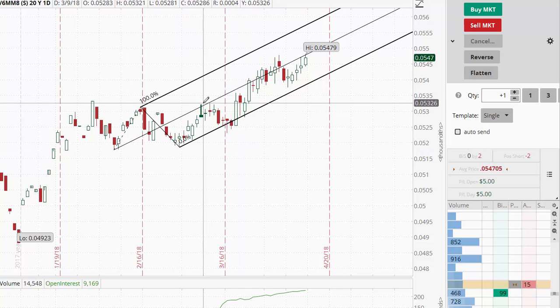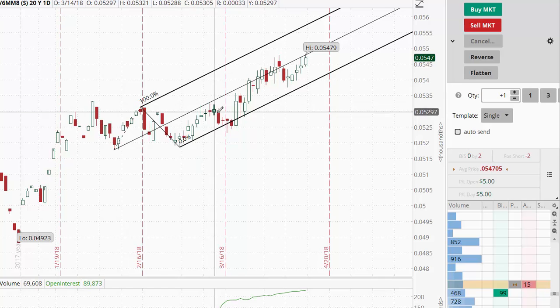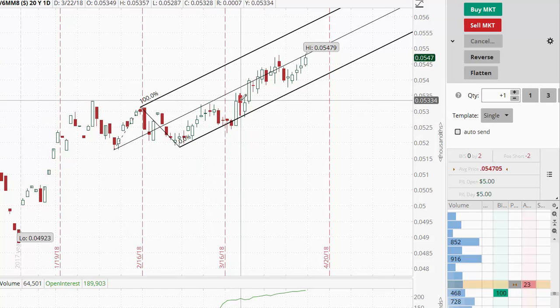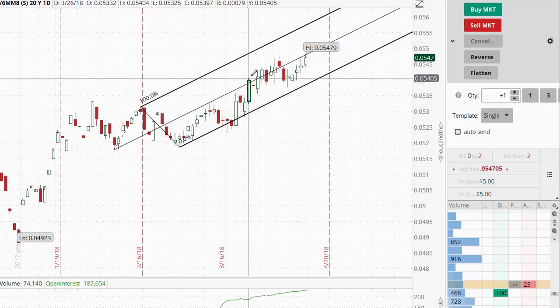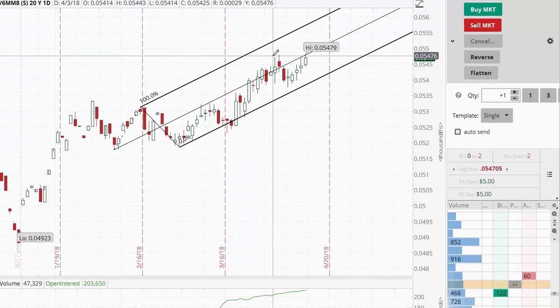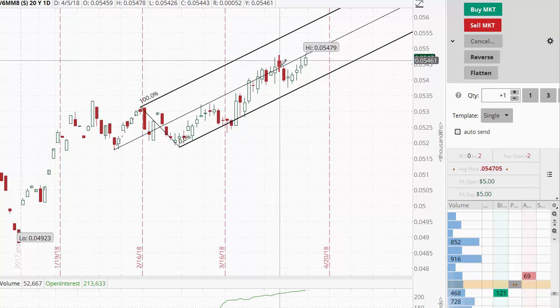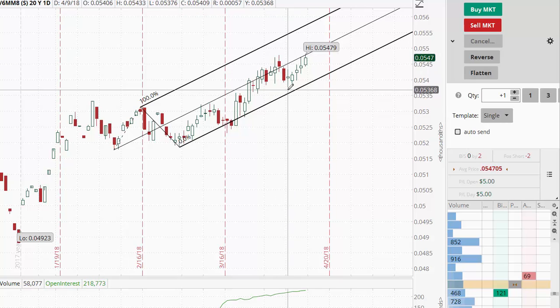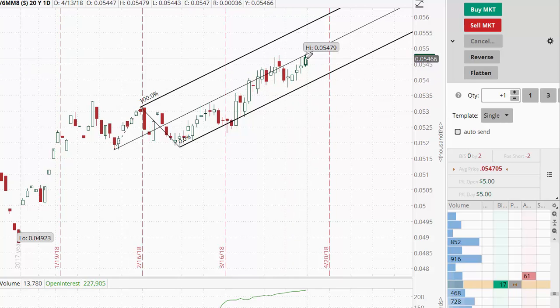Now take a look at this. It goes to the median line. Okay. Goes back down here. Wonderful buying opportunity. Goes up again. Notice it goes past the median line, closes past it. That's fine. And then comes back down and goes back up again.